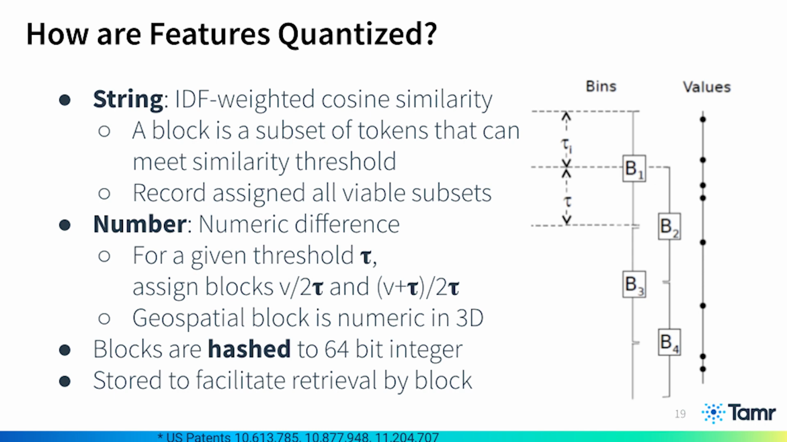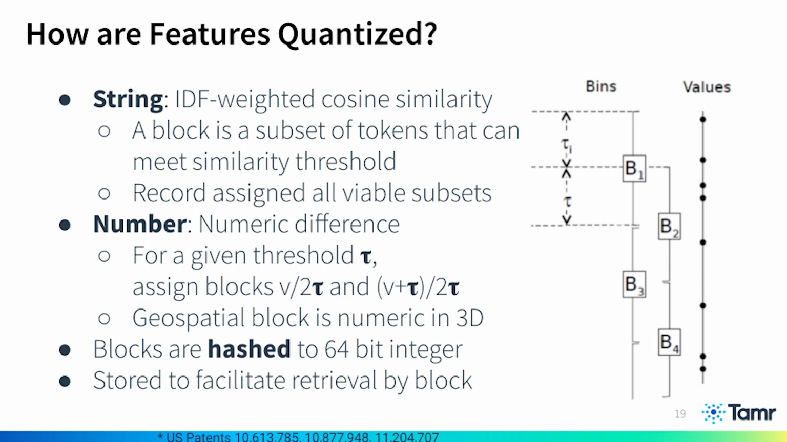For strings, we know that when it comes time to compare two strings, we're going to use IDF-weighted cosine similarity. So a block is the subset of tokens from that value that can meet that similarity threshold, given their inverse document frequency, given their weights. We use an A-star search to find the possible subsets where another record with that subset can meet the similarity threshold, and we record all the viable subsets. Those are the blocks for a string feature.